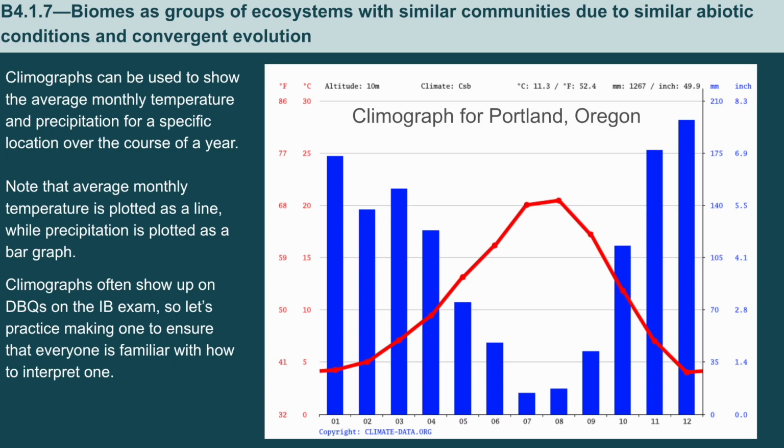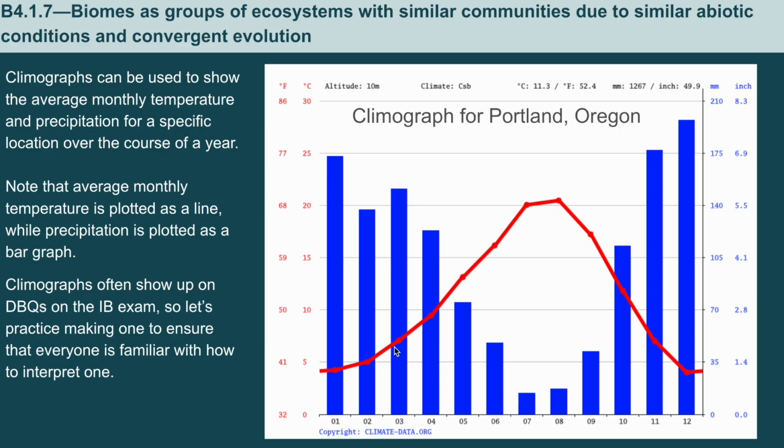All right, this is a climate graph, which can be used to show the average monthly temperature and precipitation for a specific location over the course of a year. Note that our average monthly temperature is going to be plotted by a line. Now, this is specific to Portland, Oregon, and you can see here each of these numbers representing a month of the year. So 1 being January, 2 being February, etc.